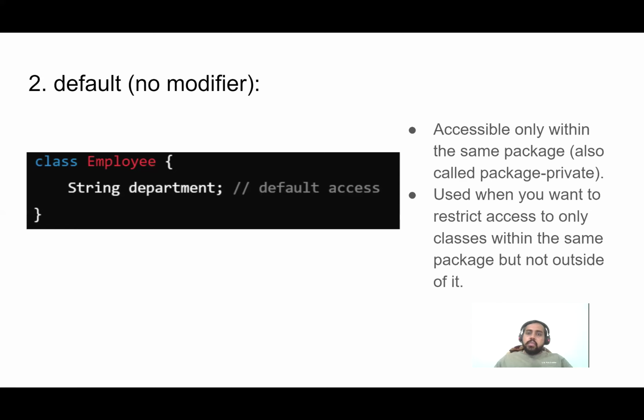So we have a lot of folders, a lot of packages if you build a complete application. So if you make a variable as default, it will be accessed within the class and within the package. This is one level of access. So private is one level of access. This is one more level of access.